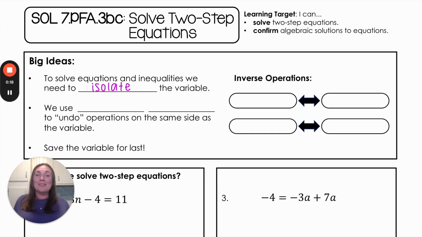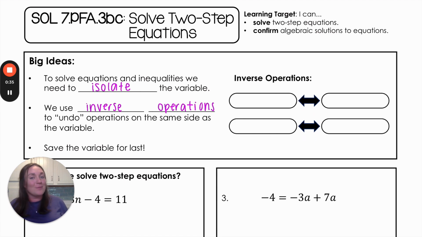And how we are going to get rid of some things to get that x by itself is we're going to use something called inverse operations that are going to undo each other. All right, when we think about our operations, we're thinking add, subtract, multiply, and divide. So if we have something like addition, the inverse operation will be subtraction. If we have multiplication, the inverse will be division.